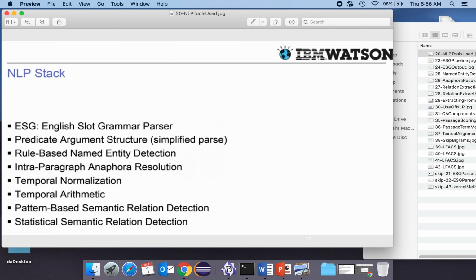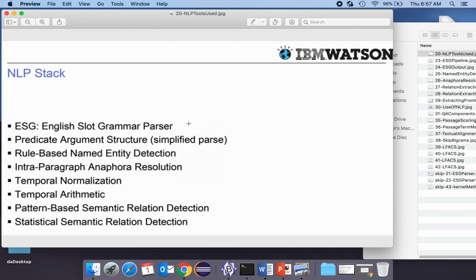In this presentation, I want to highlight some of the natural language processing tools used by IBM Watson. And again, they are all kind of being used for information retrieval. So to a certain degree, we're still talking about information retrieval. Here are some of the tools that they used. They used an English slot grammar parser. That's technology that was developed by IBM. It's very similar to what we have seen when we talked about the Stanford parser.